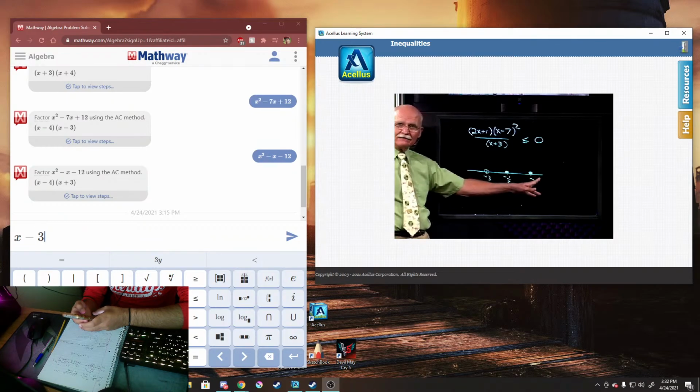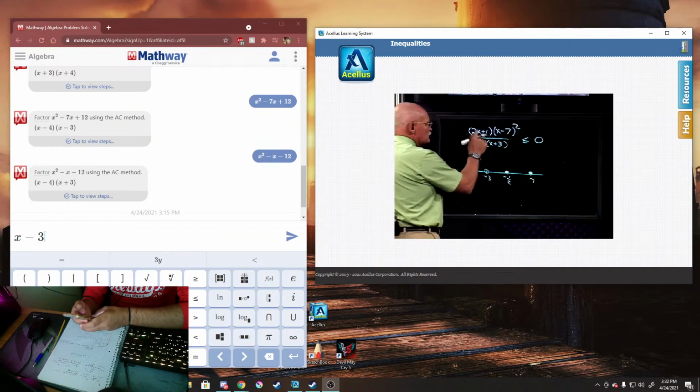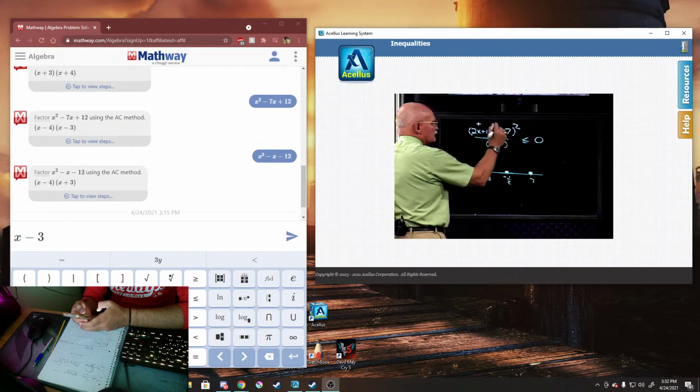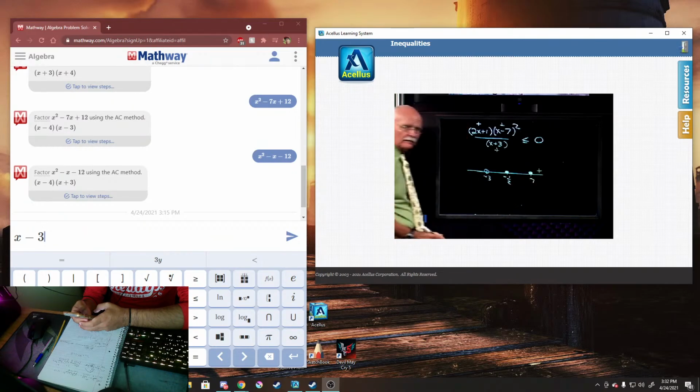I'm going to start with 8. If x were 8, this would be positive. 8 minus 7, this would be positive. 8 plus 3, this would be positive. Everything's positive out there. Now, watch what happens if I put in the number 6.